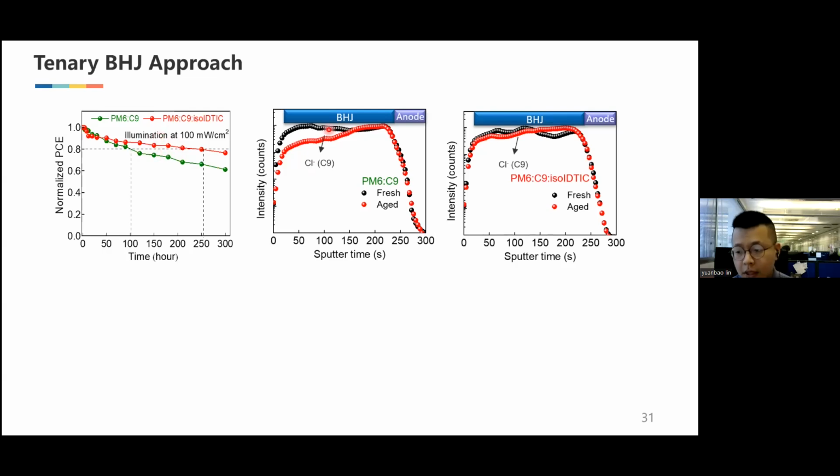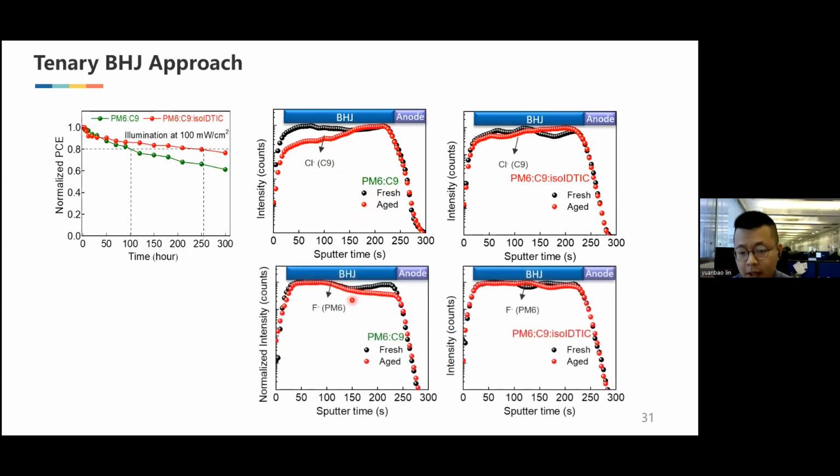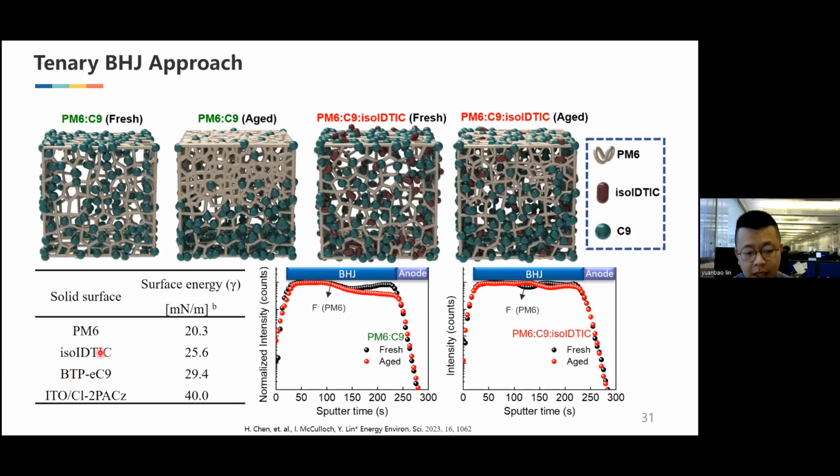We used ToF-SIMS to see the donor-acceptor distribution in the aged devices. In the binary one, after the stability test, the BTP-eC9 degrades on the ITO side. But for the ternary one, the distribution is more homogeneous compared to the binary system, and for the PM6 it is also very homogeneous. This is because iso-IDTIC has a suitable surface energy, and after adding it as a third component, it can reduce the acceptor's surface energy a little bit.